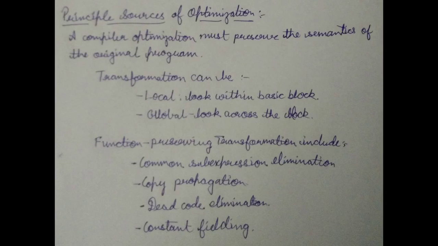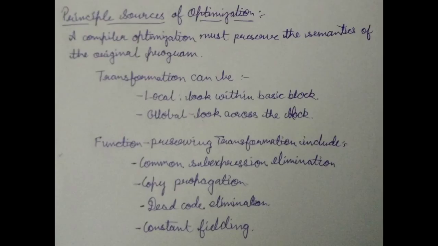Next, what are the principal sources of optimization of a code? A compiler optimization must preserve the semantics of the original program. So while optimizing a given program, what the programmer needs to keep in mind is that the semantics of the original program are not lost while optimizing or transforming the code from one form to another.